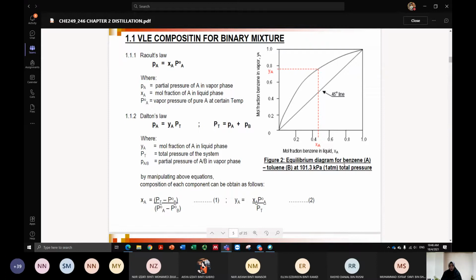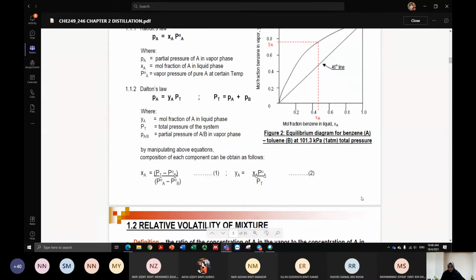You are expected to calculate the mole fraction of the liquid and the mole fraction of the vapor. You are expected to know how to calculate the mole fraction of liquid and mole fraction of the vapor using Raoult's law and Dalton's law.